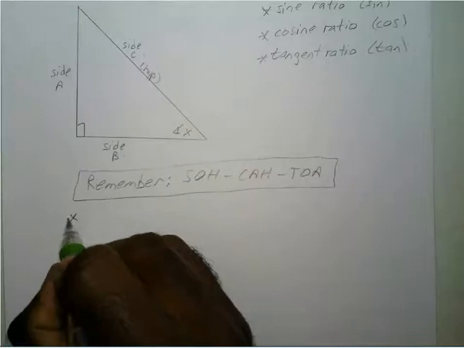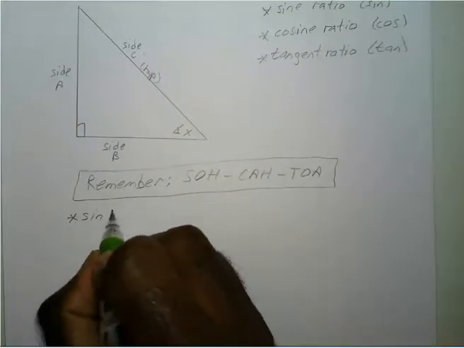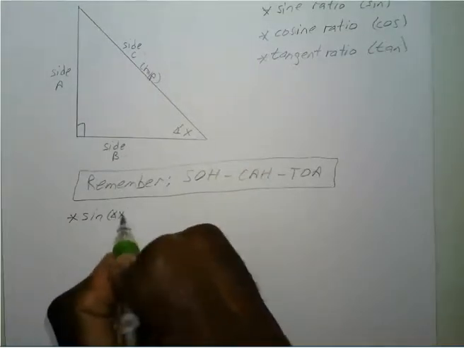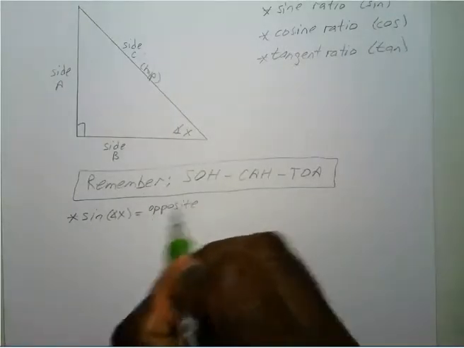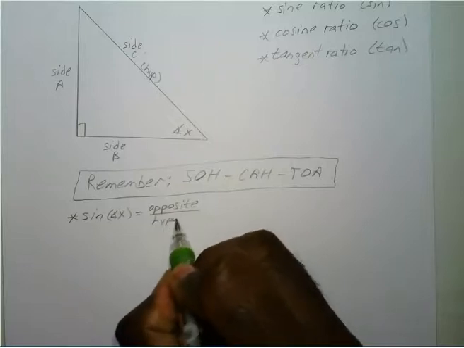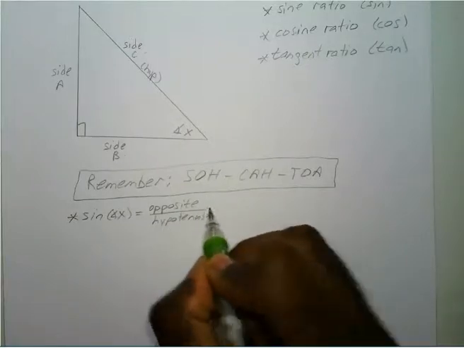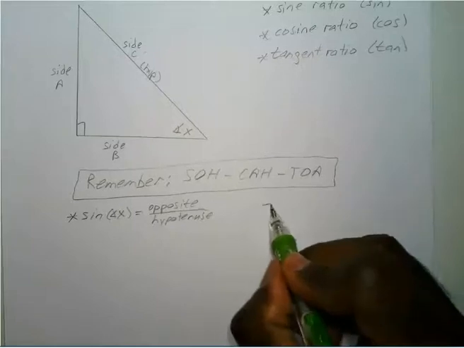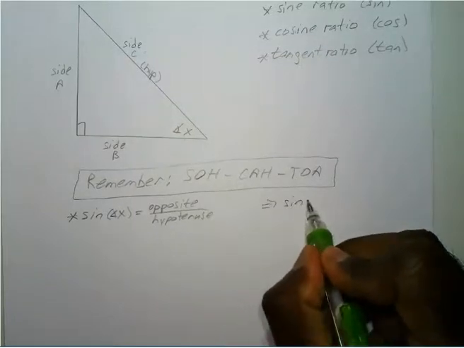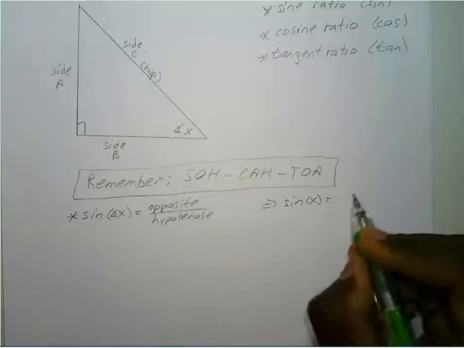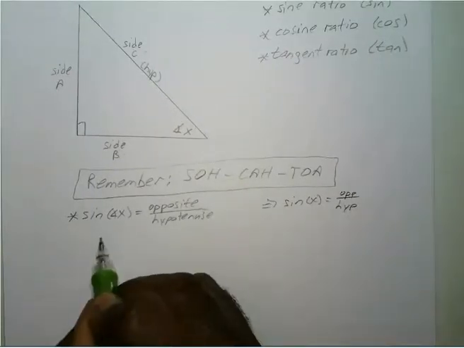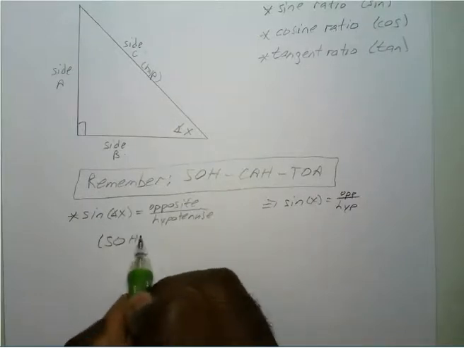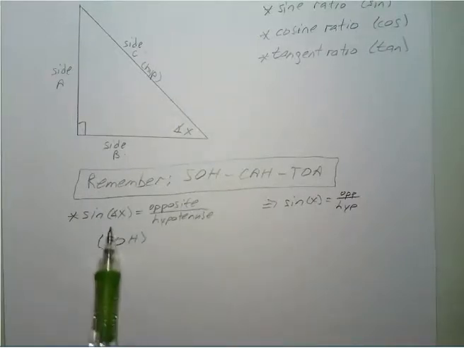So, sine of angle X is equal to opposite over the hypotenuse. But for the most part, you'll see it as sine of X is equal to opposite over hypotenuse. And that's where your SOH comes from. So sine equals opposite over hypotenuse.